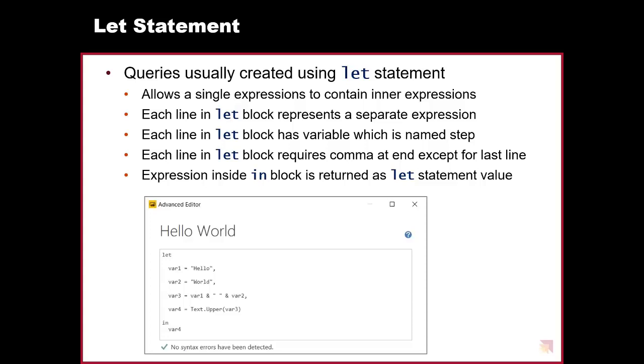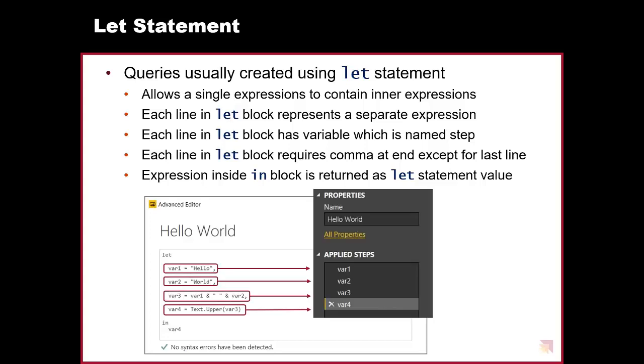The way the let statement works is you have a bunch of functions that are assigned to variable values. The let block allows you to have multiple expressions, and you add commas in between them. You have these names where the expression is set equal to. In my example, I'm just using var1, var2, var3. Those names become what we see as applied steps.